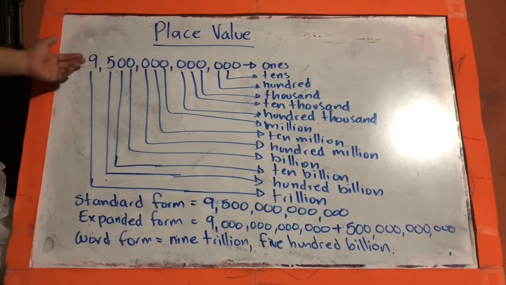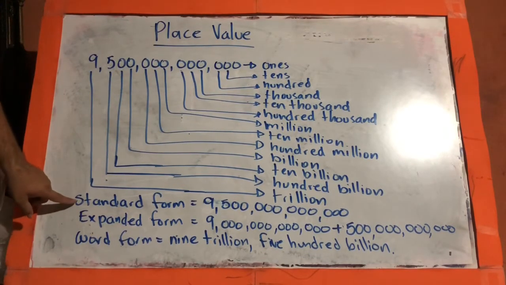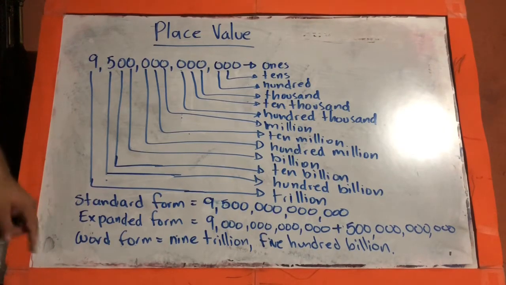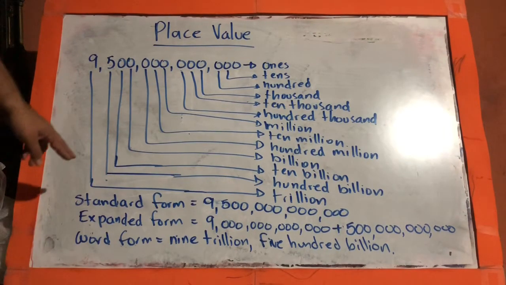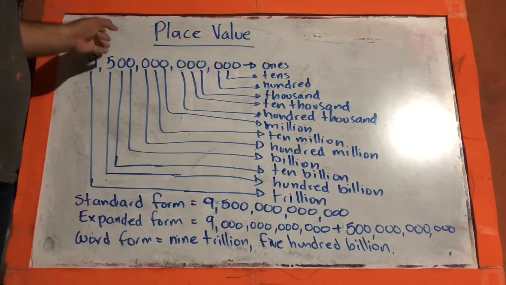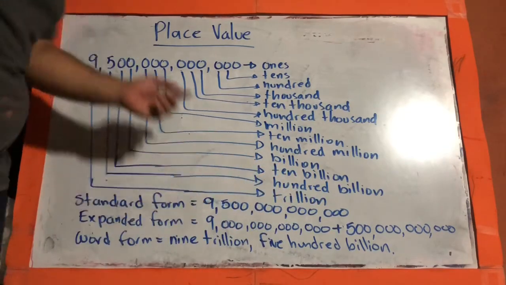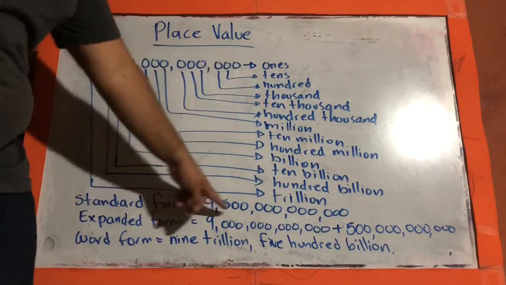Now, how do we write this number? In three different ways: standard form, expanded form, or word form. In standard form, you write the number like this: 9,500,000,000,000 in numbers. Look, the same as in here.